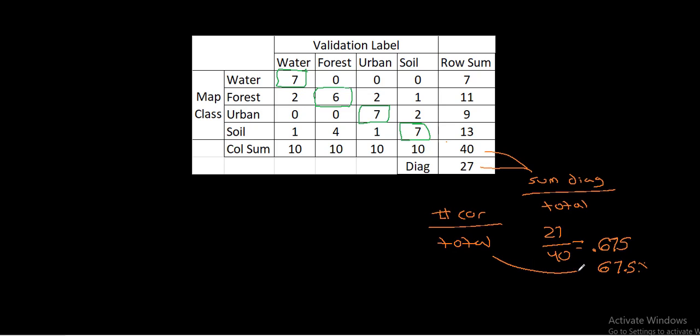Put another way, taking the number that we got right divided by the total, you can think about this just like a homework assignment that you turn in. When you have the number that you got right divided by the total number of problems, that's your score. In remote sensing, we call this the overall accuracy. I'm going to write that down here again: 67.5%. And again, overall accuracy is the number correct divided by the total.